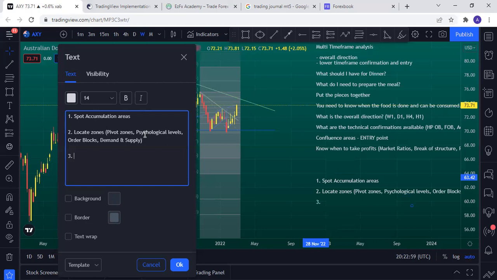Then the next thing is, once I have spotted areas of accumulation and located my zones, one of the next things I do is break down the market from the higher time frame to the lower time frame. Once I've located my zones, I identify the current market structure or direction, because market structure tells me the current market direction, like what we saw when we were talking about multi-time frame analysis.